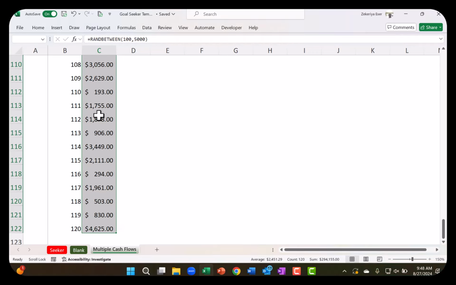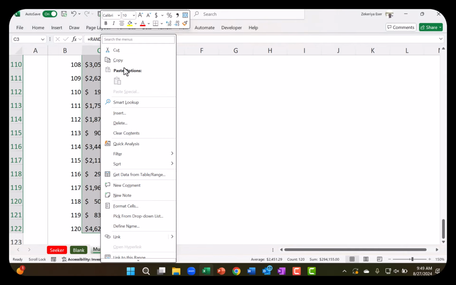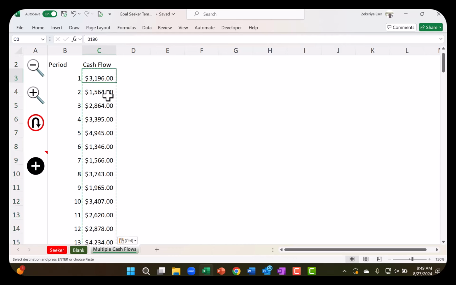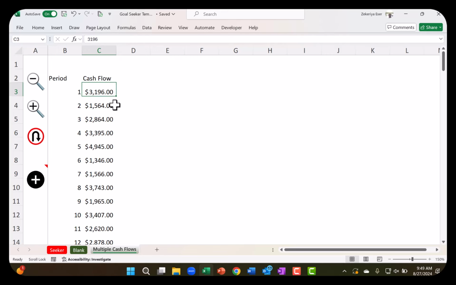Okay? Once you have a selection that has formulas, but you don't want the formulas, you want the actual values, right-click, copy, right-click, pick this clipboard with numbers on it. It only pastes the values, gets rid of the formulas. Either way, I have all these numbers.